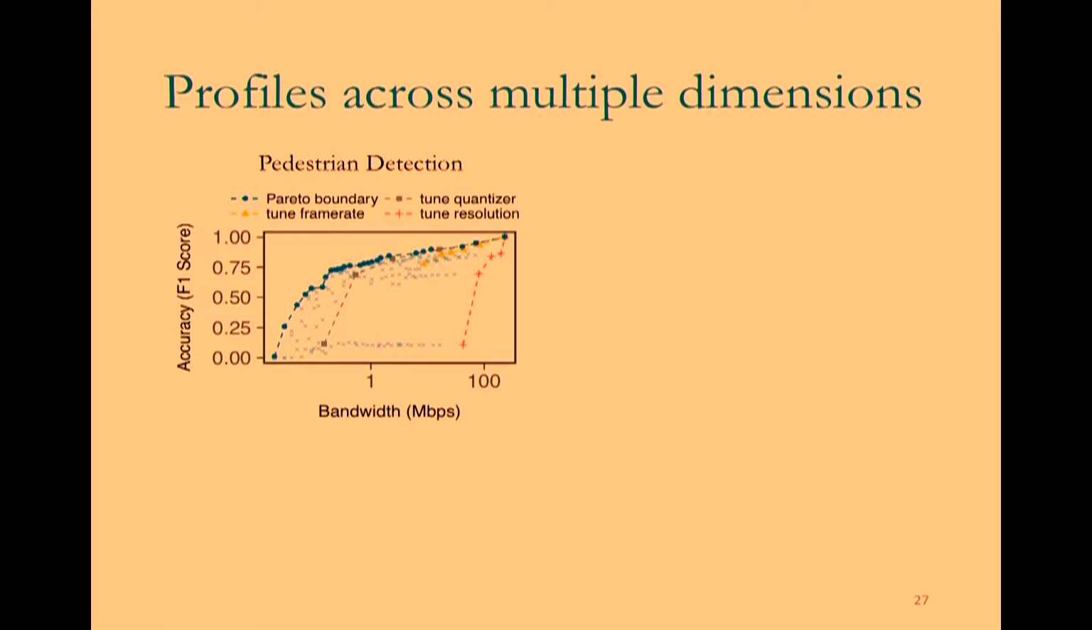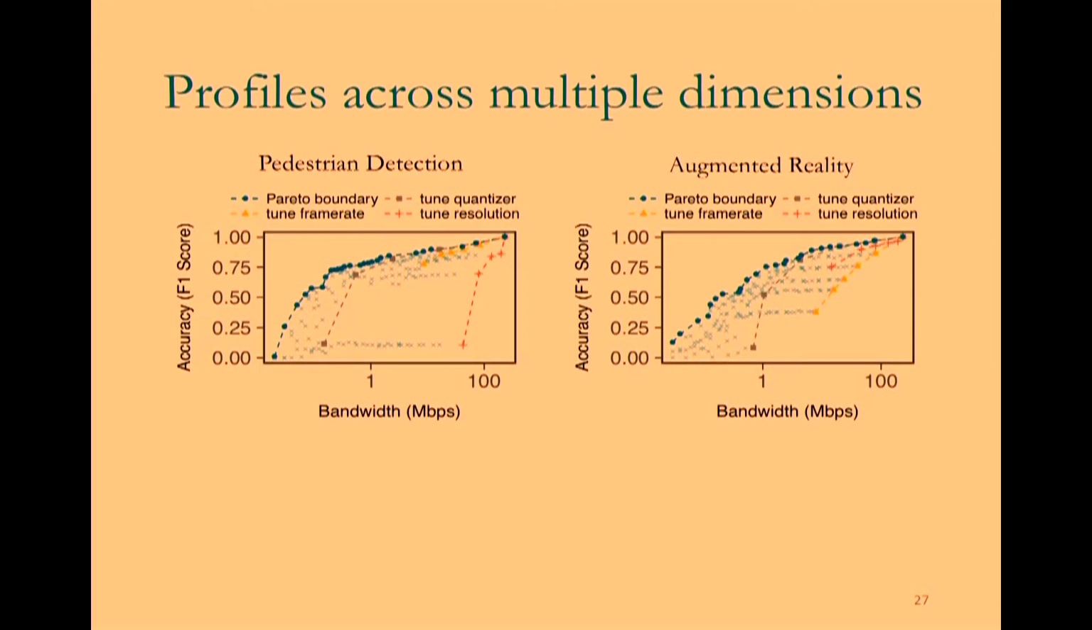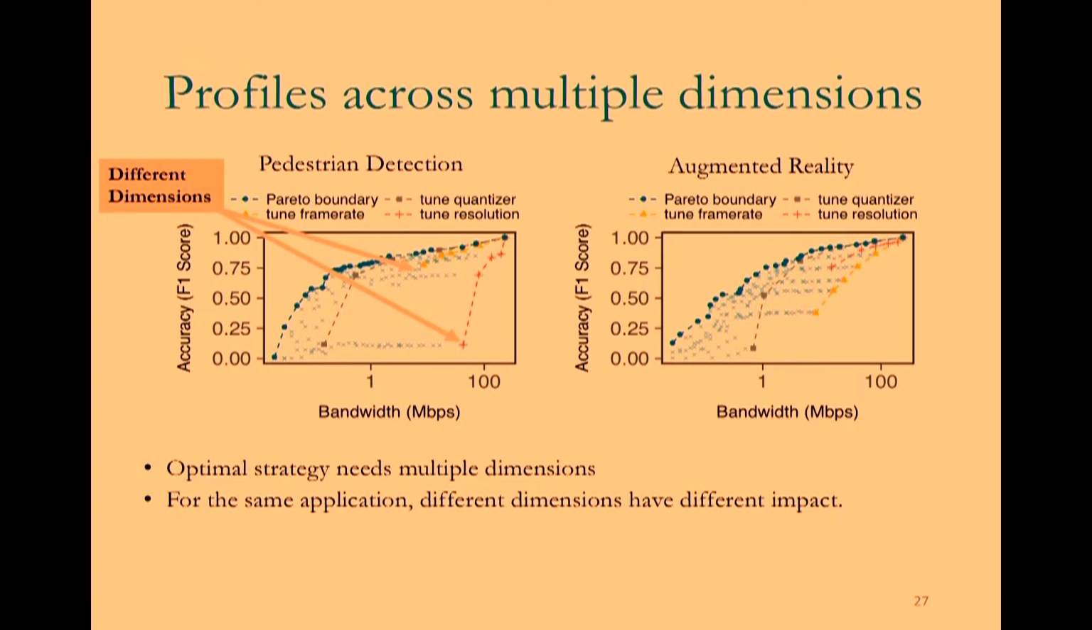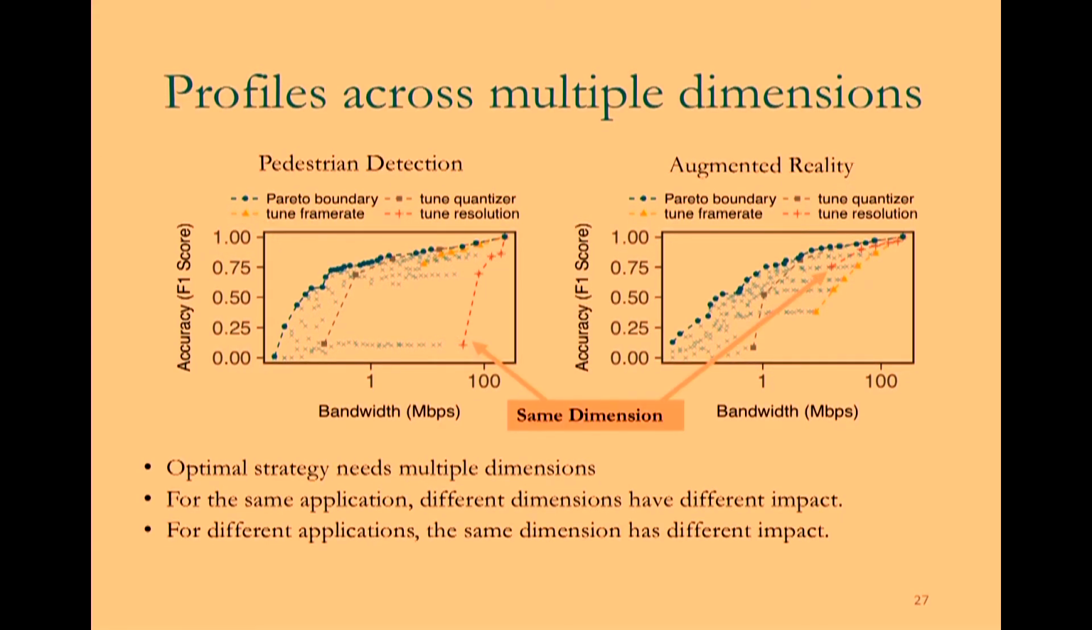So they compare pedestrian detection with augmented reality side by side, the different configurations generated by these. And a lot of interesting observations can be drawn from these graphs. First, the optimal strategies need a combination of all dimensions. So you can see that the Pareto optimal configuration here is not obtained by just tuning one dimension. It's actually a combination of multiple dimensions. And second, for the same applications, different dimensions can have different impacts. And third, for different applications, the same dimension can have a different impact.